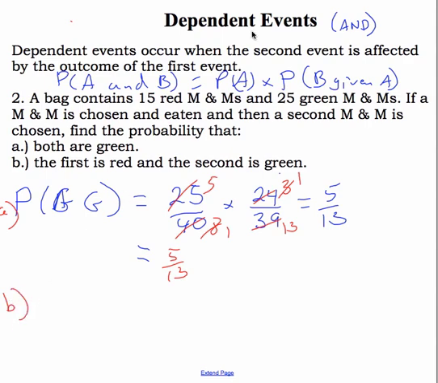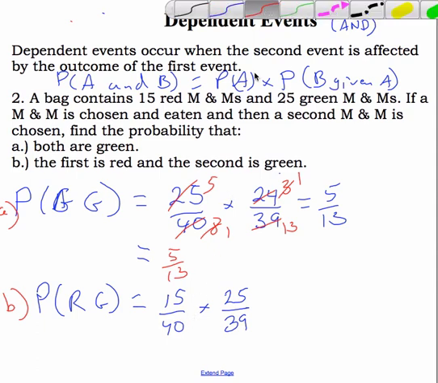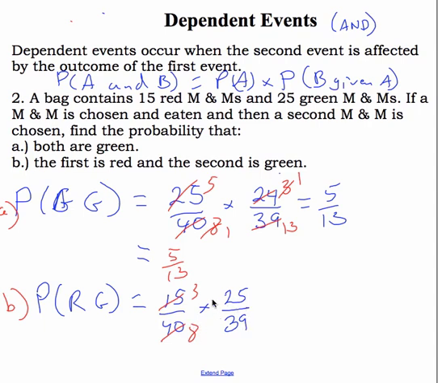Okay, so part B. In part B, it says probably the first one is red and the second one's green. So probability of red, then green is going to be, well, probability of getting a red one is 15 out of 40. And then the probability of the green one, now there's still just 25 green ones left, but there's a total of 39. So that's how we work that out. Let's do some simplifying. We divide them both by 5 and we get 3, 8, and actually I divide these by 3, I get 1 and 13, and I believe that's it.